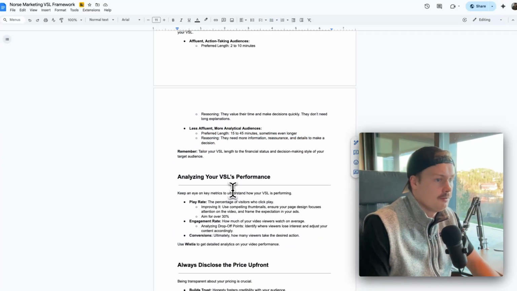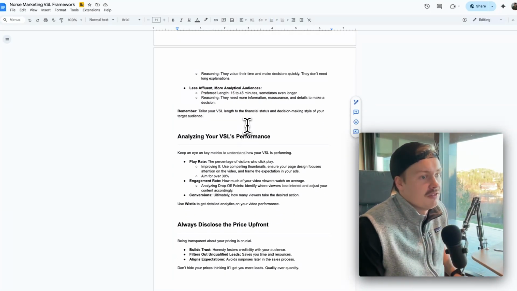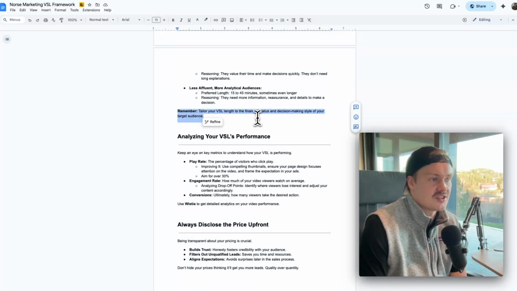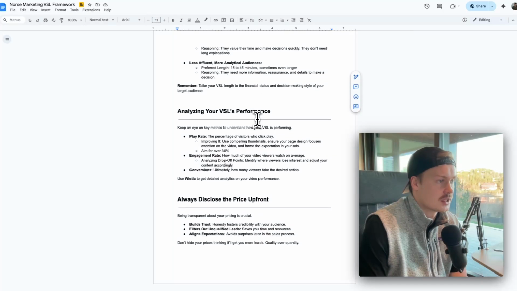So you need to tailor your VSL length to the financial status and decision-making style of your target audience. That's probably the biggest mistake that I see people make when selling high-ticket products.